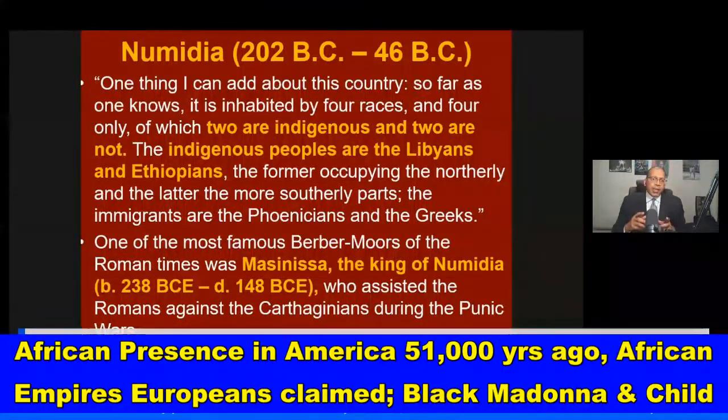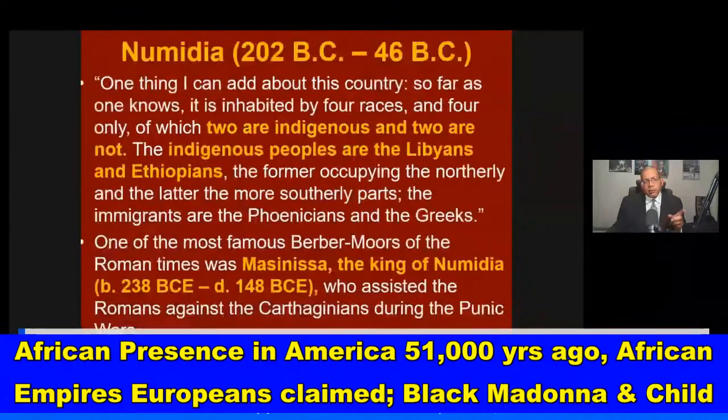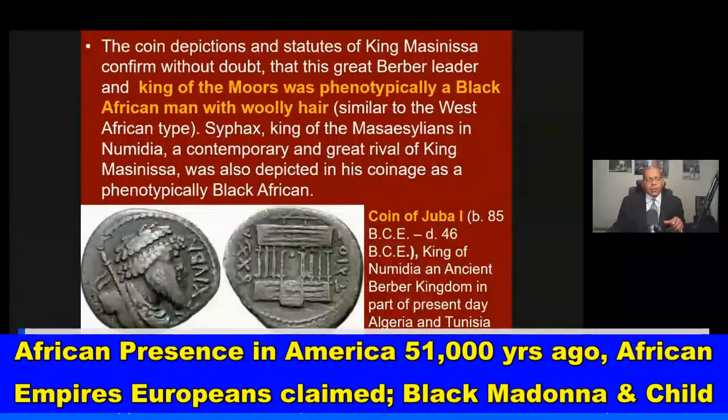Now, one of the most famous Berber Moors of the Roman times was Massinissa, the king of Numidia, who assisted the Romans against the Carthaginians during the Punic Wars. So he teamed up with the Romans to help defeat the Carthaginians. And when you study Hannibal Barca and the Punic Wars, you read about the Numidians siding with the Romans.